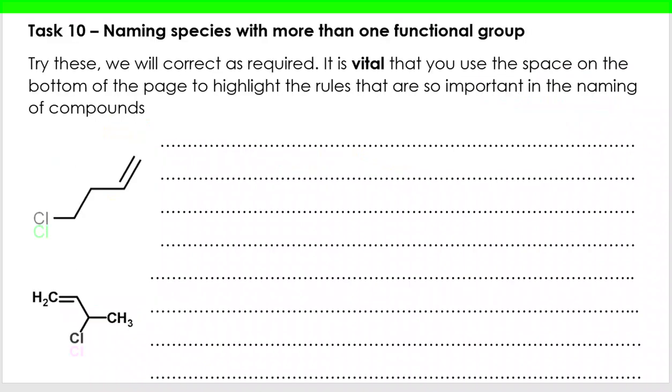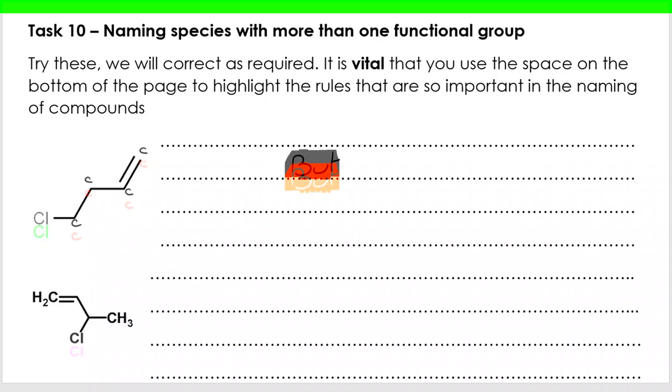Couple more questions here for you to try. This contains haloalkanes and alkenes. See what you can do. So in the first one, I'm going to put the carbons in the location that they should be so I can see it, and there are 4 carbons. So my name is bute.